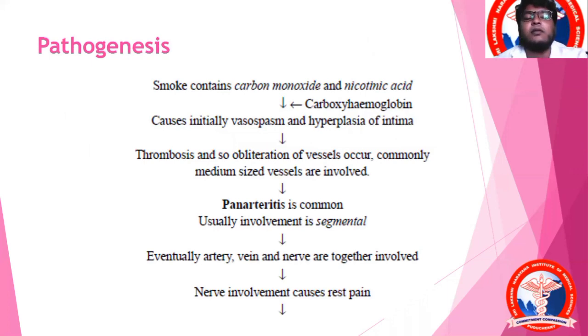Pathogenesis. Smoke contains carbon monoxide and nicotinic acid, along with carboxyhemoglobin. It causes initially vasospasm and hyperplasia of intima. Thrombosis and obliteration of vessels occur. Commonly, the medium-sized vessels are involved.